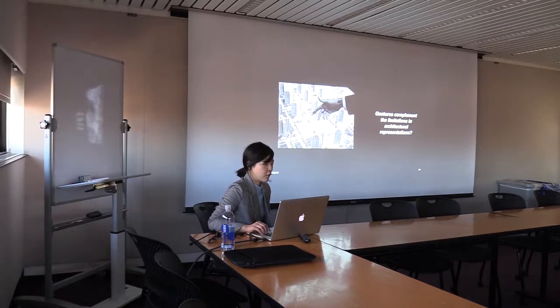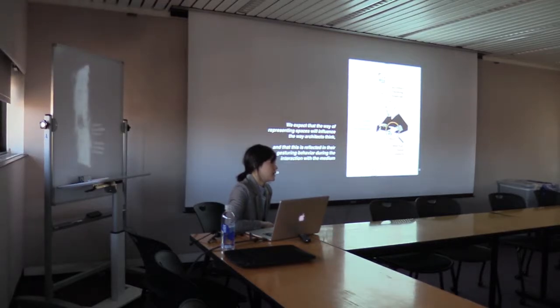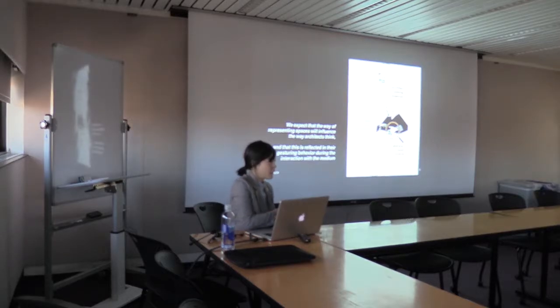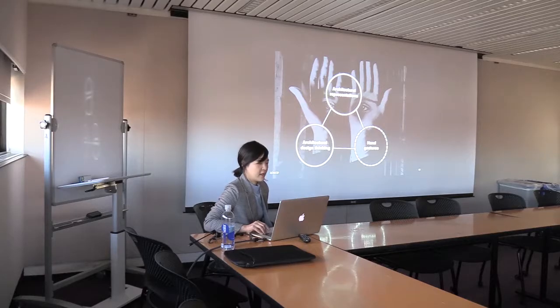As I said before, I had the impression that gesture can complement the limitations in architectural representations, and I would argue that if we can find a way to interpret hand gesture properly, we could even understand what kind of thinking is ongoing in the designer's brain. So I would say the way of representation will influence the way designers think, and this will be reflected by their hand gesturing behavior. So I wanted to find the patterns of their hand use while they are interacting with certain types of medium.